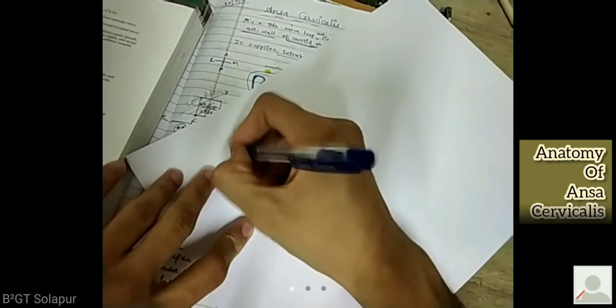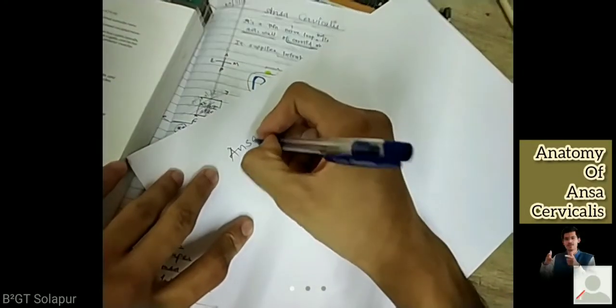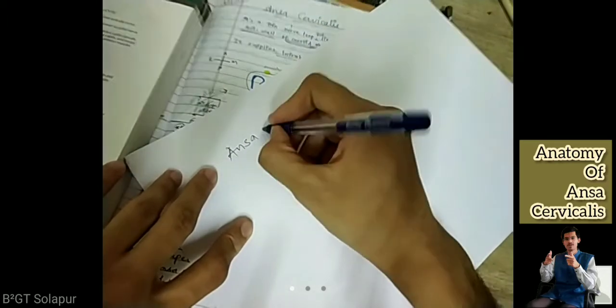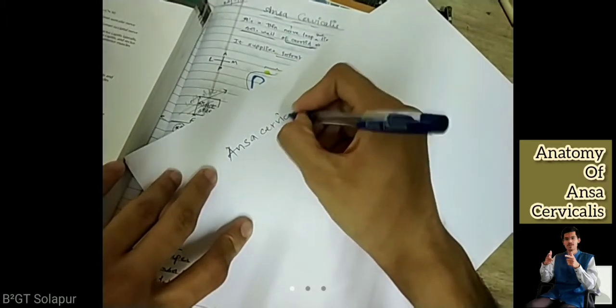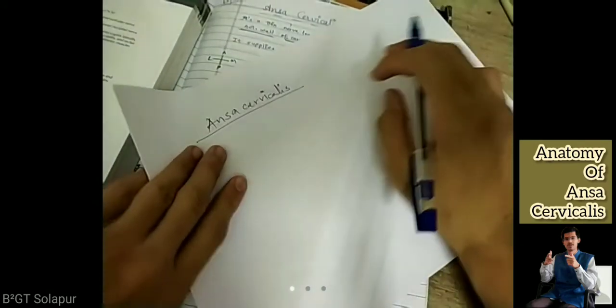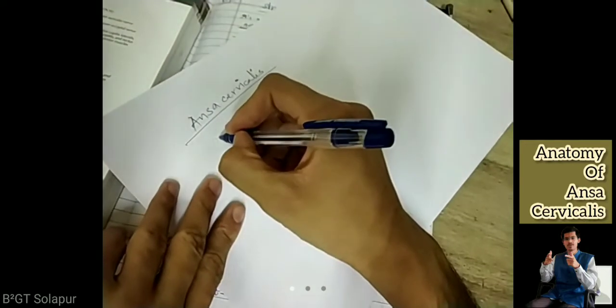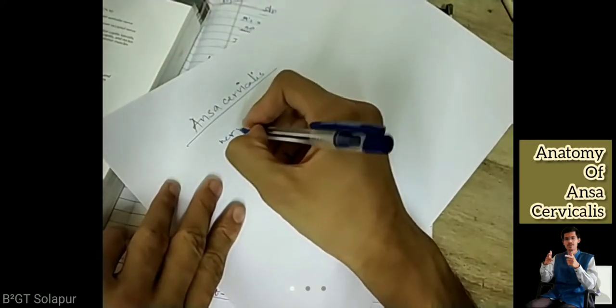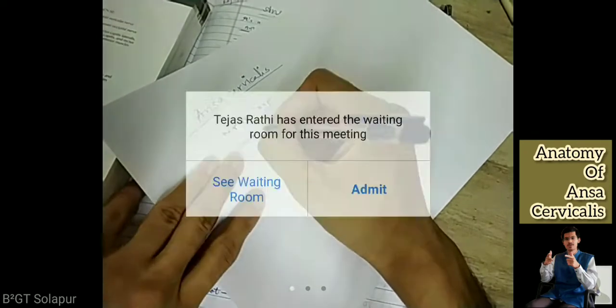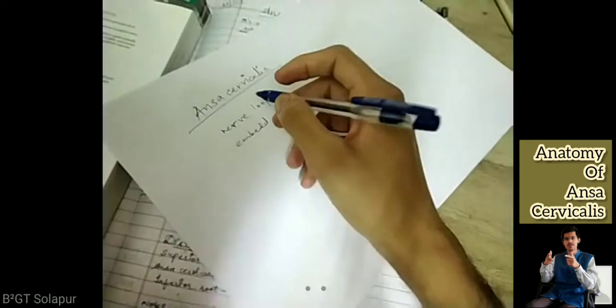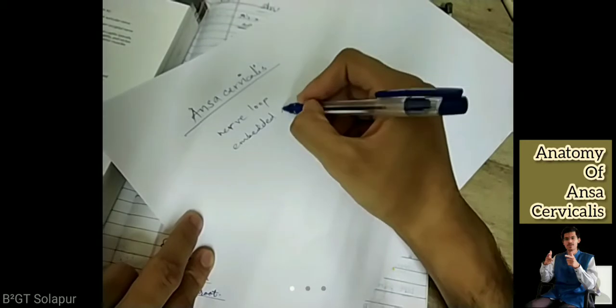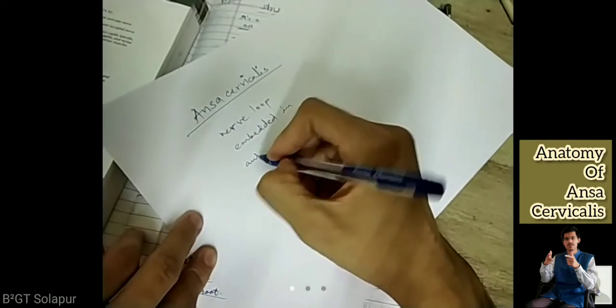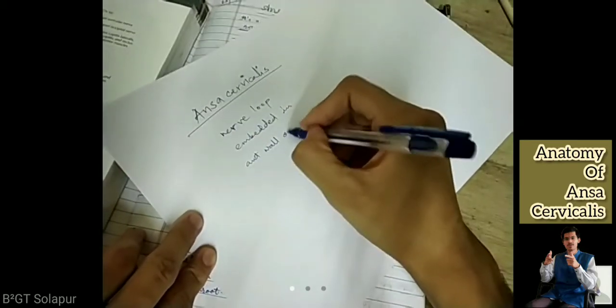The topic is ansa cervicalis. As I have already written, ansa cervicalis is a thin nerve loop that is embedded in the anterior wall of the carotid sheath.